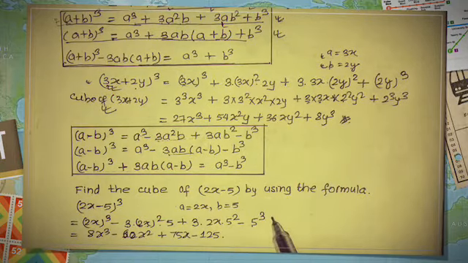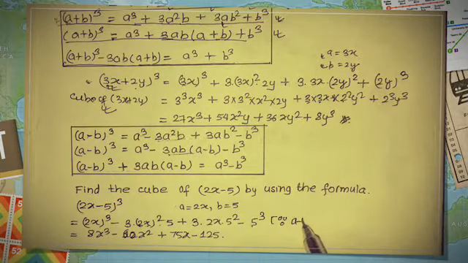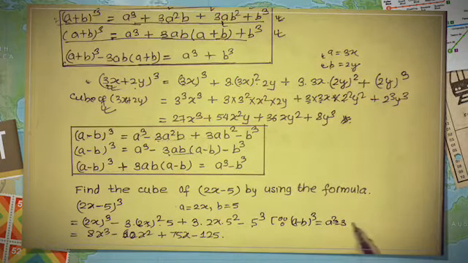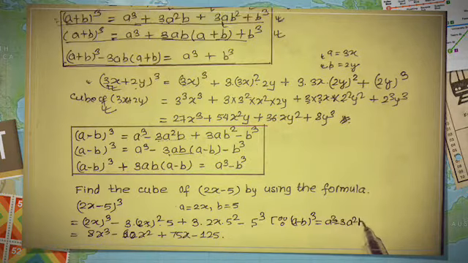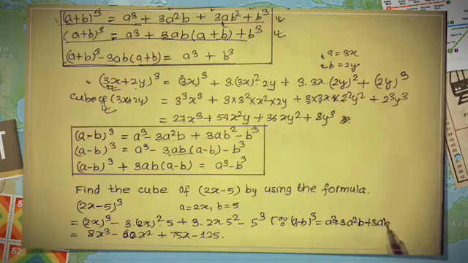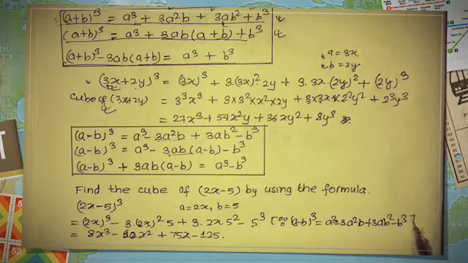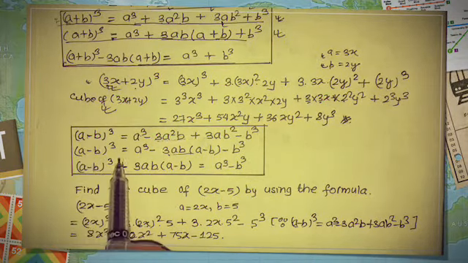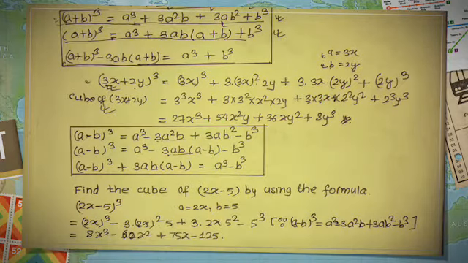And which formula is used here? Formula you write here: (a minus b) whole cube equals a cube minus 3a square b plus 3ab square minus b cube. Okay, students, you derive this relation also following this process. That is classwork for you.